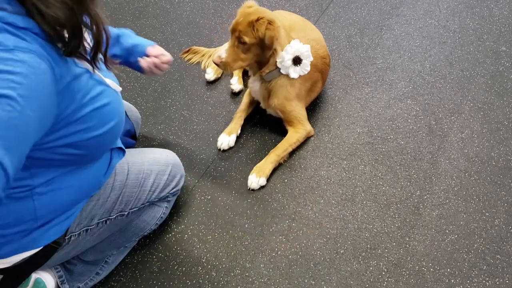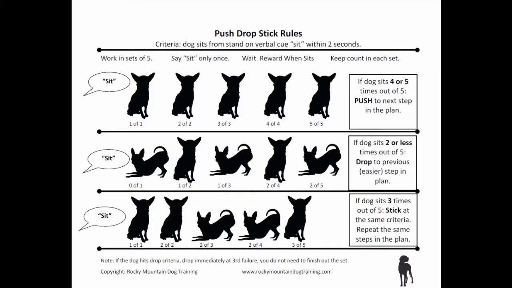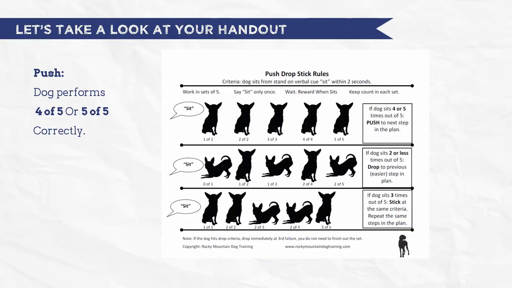So let's talk about this. This handout will accompany your week 3 packet. What you'll see here is that we've got 3 different rows of criteria. So we're going to talk about push first. What we're working on here is a sit, and if the dog gets 4 out of 5 or 5 out of 5 of those sits correct, we would push on to the next step. If we get a drop, it means that at that 5 set, the dog got 2 or less correct. And if we get a stick, it means that the dog got 3 correct. So what you can see is that we're basing this off of the dog's performance.